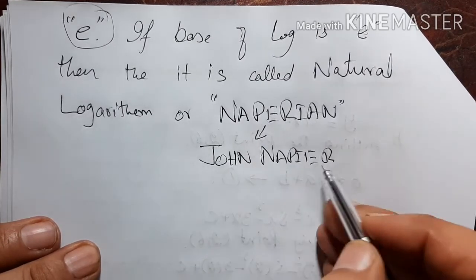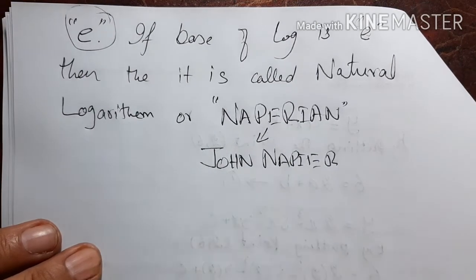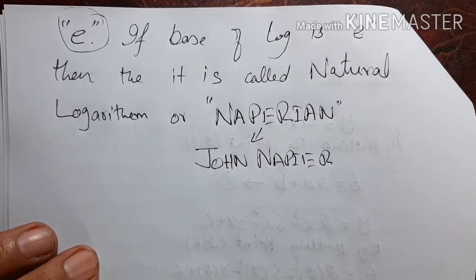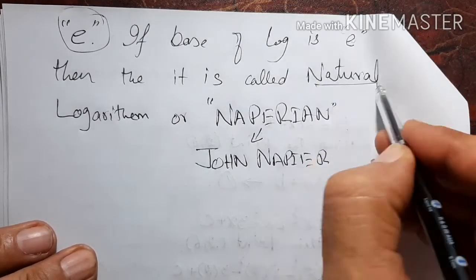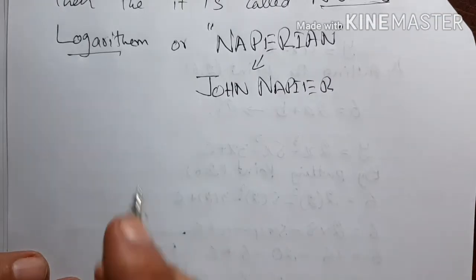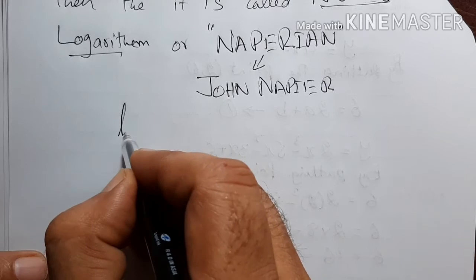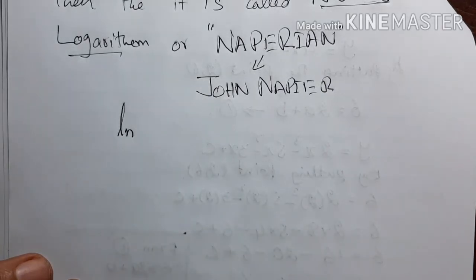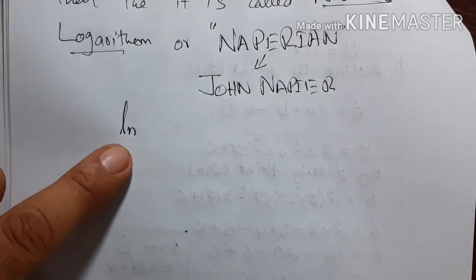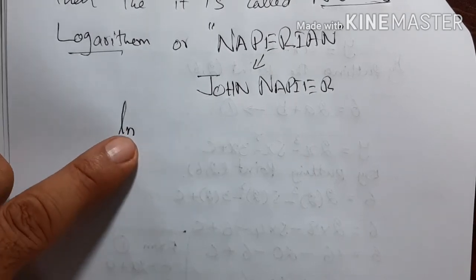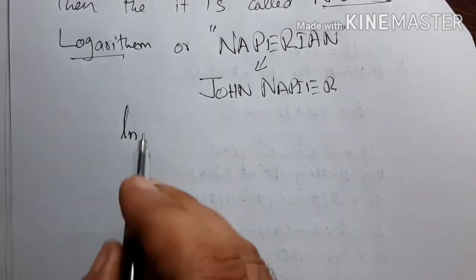The Scottish mathematician worked on logarithms, and that's why his name is also the name of the logarithm, Napierian logarithm or natural logarithm. The natural logarithm is always written as small l and n. This is not capital N, small n. It is understood that its base is e, because n means natural, Napierian. So this is the natural logarithm.